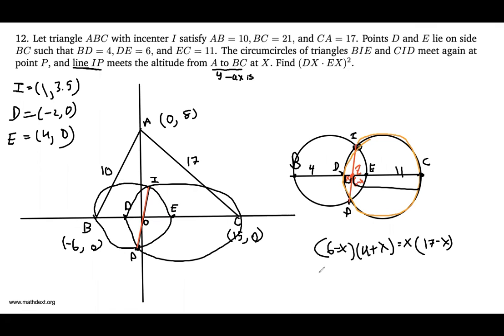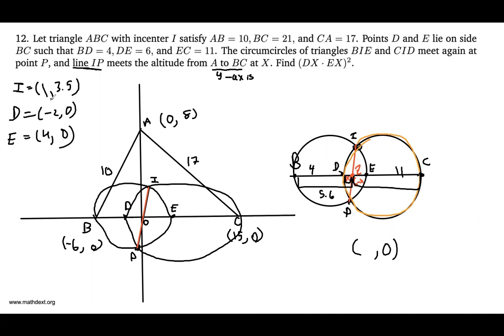In particular, if we expand out this left side, we get negative x squared plus 2x plus 24 equals negative x squared plus 17x. And we can cancel out the x squareds, and we get 24 equals 15x, or x equals 24 over 15, which we can write as 1.6. So now going back to our diagram, if x is 1.6, what does that tell us about point Z? Well, point Z is on the x-axis, so we can find the coordinates of point Z. The y-coordinate is 0. If x is 1.6, what that means is that BZ is 5.6.